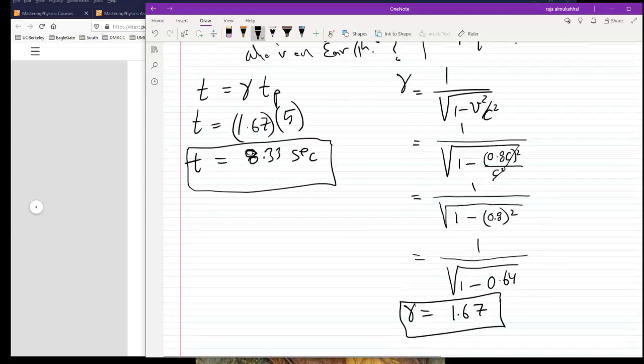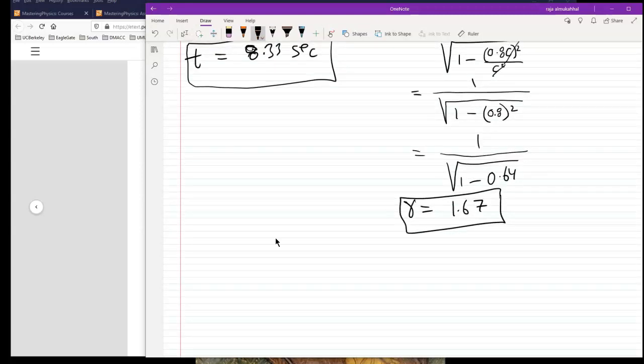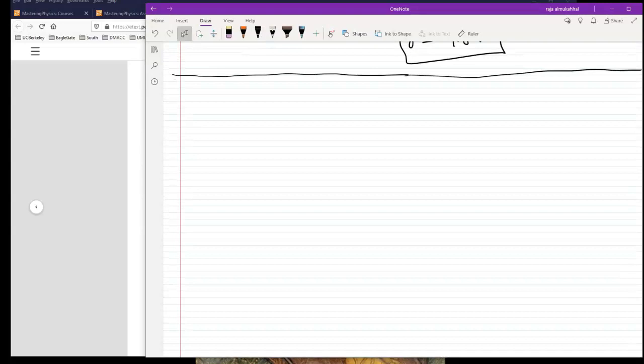All right, let me give you another example. This one is a little bit more realistic. We have another example. I think this example is in your book, I'm not sure where, but it's a famous example.